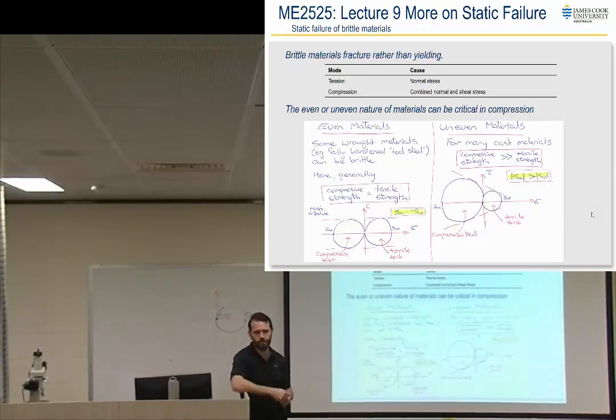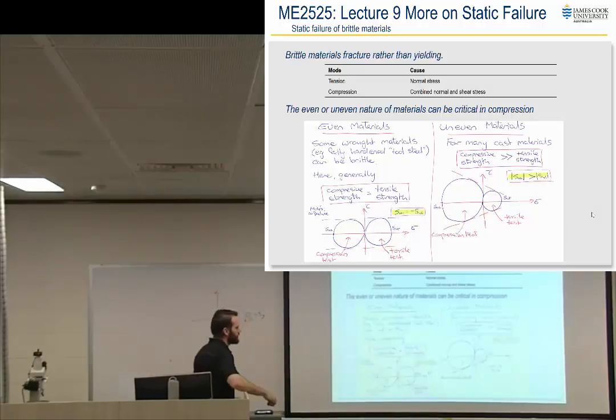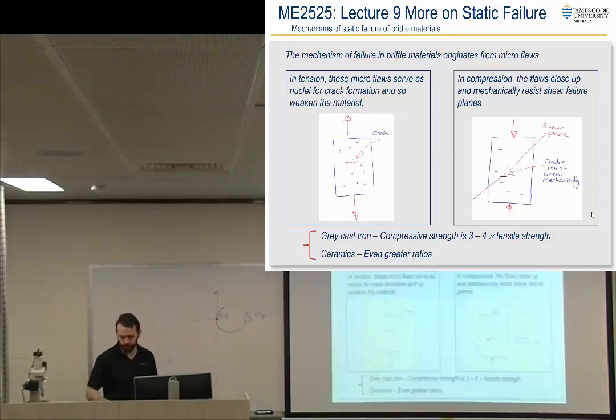Think of concrete. Concrete's effectively useless in tension unless you've got steel rebar in it, but in compression it can take amazing loads. Rocks can take fantastic compressive loads, not so much in tension. Okay? So brittle materials have a tendency to be really good in compression and not very good in tension.